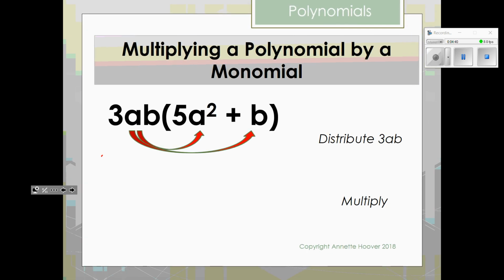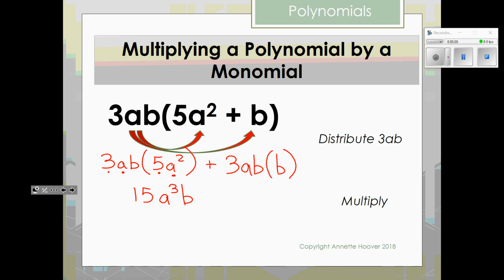Another practice, we have the term outside, 3ab, multiplied times the first term, 5a squared. When multiplying that, we do 3 times 5, which is 15. We do a to the first times a to the second and add the exponents and get a cubed. And then we have times b. Then we're going to get the outside term multiplied times the b. We have plus 3a, and then we have to multiply b to the first times b to the first. We add the exponents and get b squared, our final result.